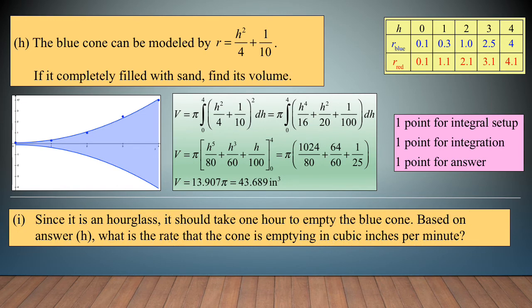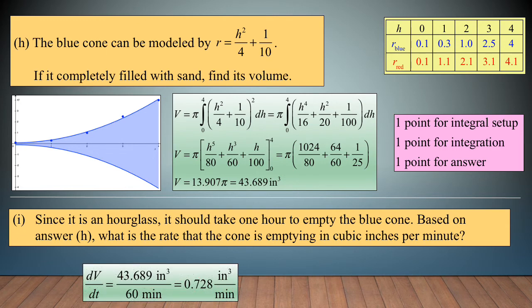I reads, since it is an hourglass, it should take 1 hour to empty the blue cone. Based on answer H, what is the rate that the cone is emptying in cubic inches per minute? This is easy. dV/dt will equal 43.689 cubic inches over 60 minutes, or 0.728 cubic inches per minute.